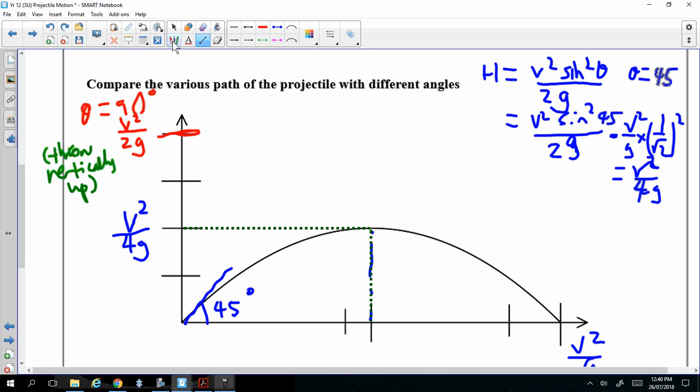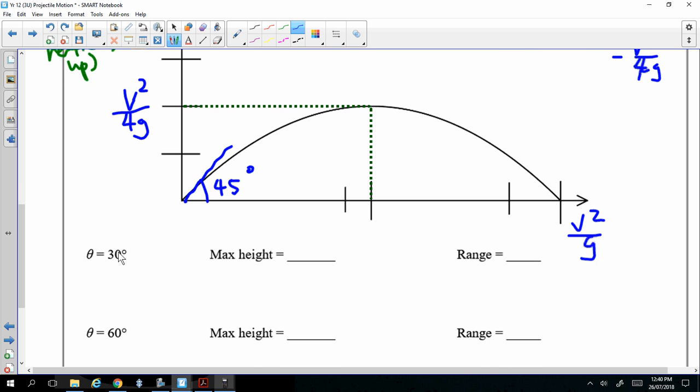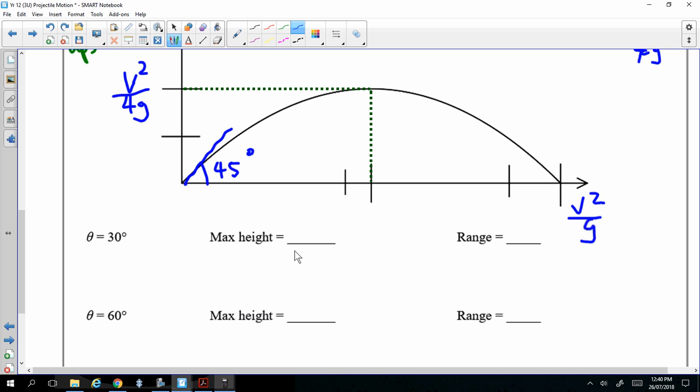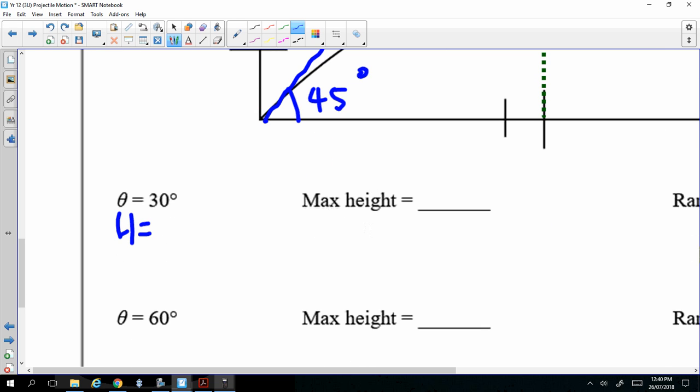The next thing we're going to do is, what if I put theta as 30? So let's put 30 there. Now, remember the formula for maximum height is v squared sine squared theta over 2g. So let's substitute 30 into the expression. h is v squared sine 30 squared over 2g. If we simplify that, sine 30 is half, so you get v squared over 2g times a quarter, which is v squared over 8g. That's the maximum height at 30 degrees.